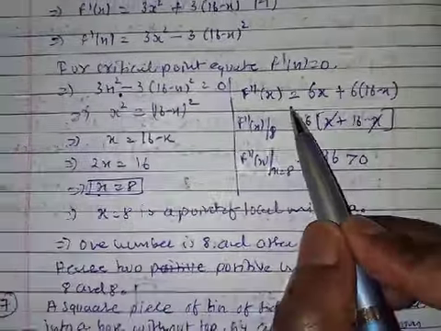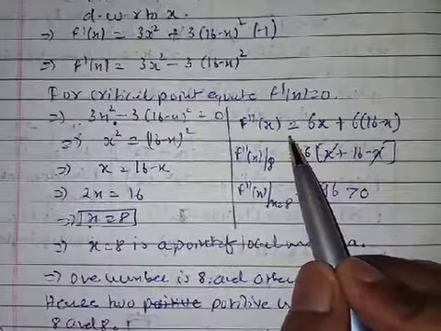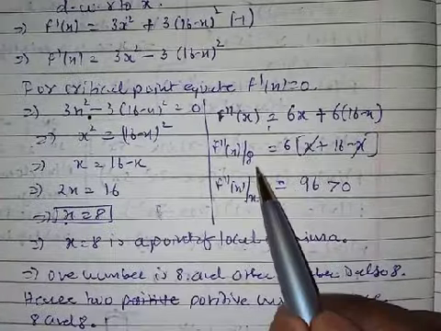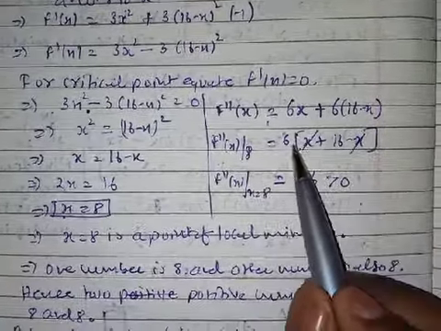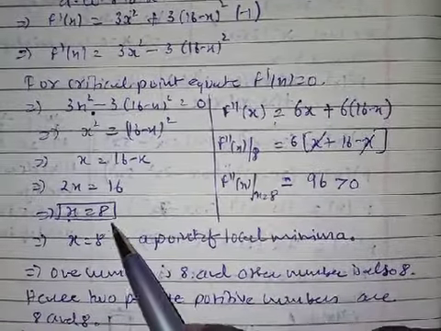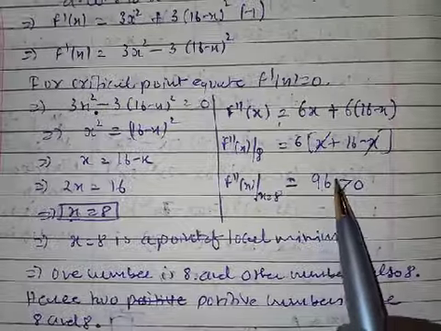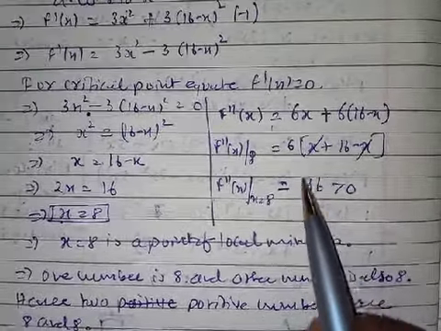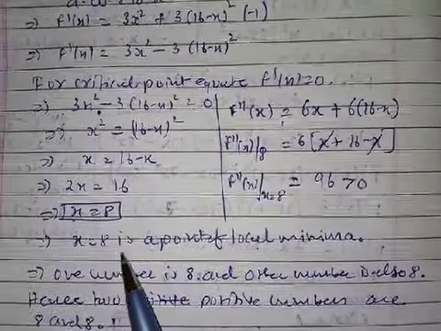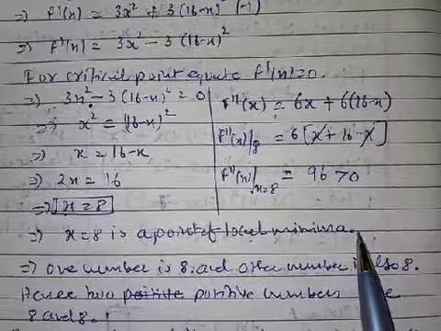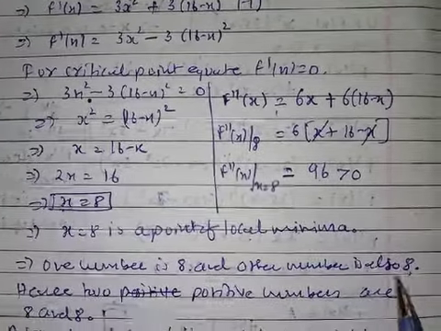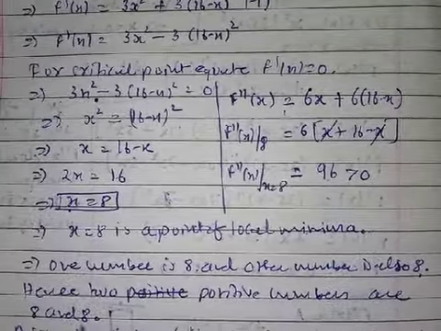If you take f double dash of x, you will get 96. At x is equal to 8 you have to check, but 96 only, there is no x here, so you cannot substitute, it remains the same 96, which is greater than 0. So x is equal to 8 is a point of local minimum. So one number is 8, another number is also 8. Hence the two positive numbers are 8 and 8.